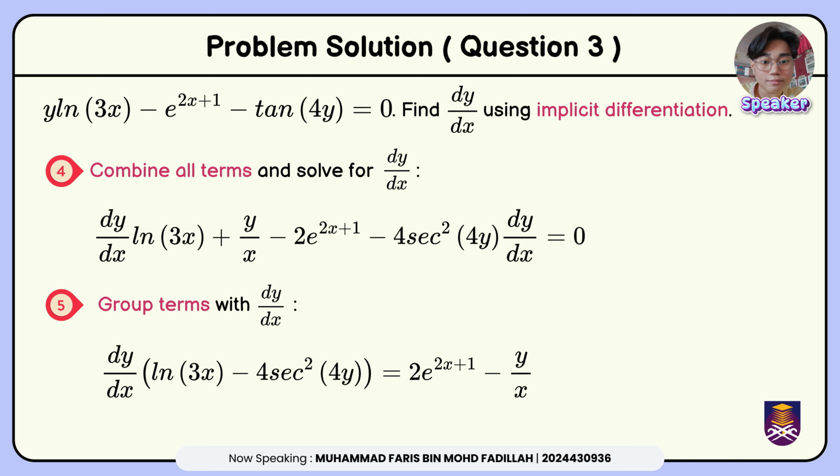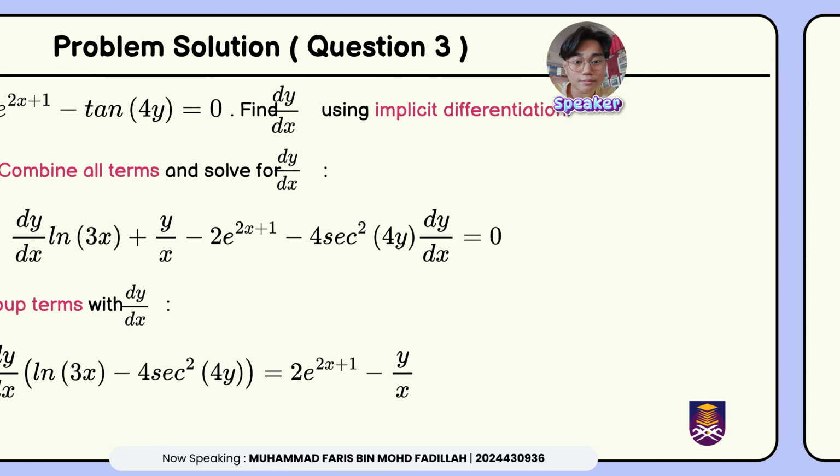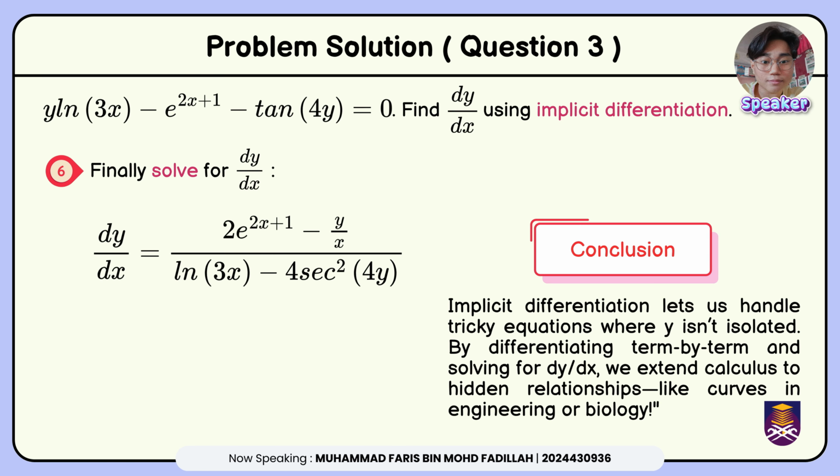After that, we move to the algebraic part. We combine and collect all the terms with dy over dx on one side of the equation. Then we factor it out and solve for dy over dx to get our final answer. So for the final answer, we get dy over dx equal to 2e power of 2x plus 1 minus y over x, divided by ln 3x minus 4 sec squared 4y.